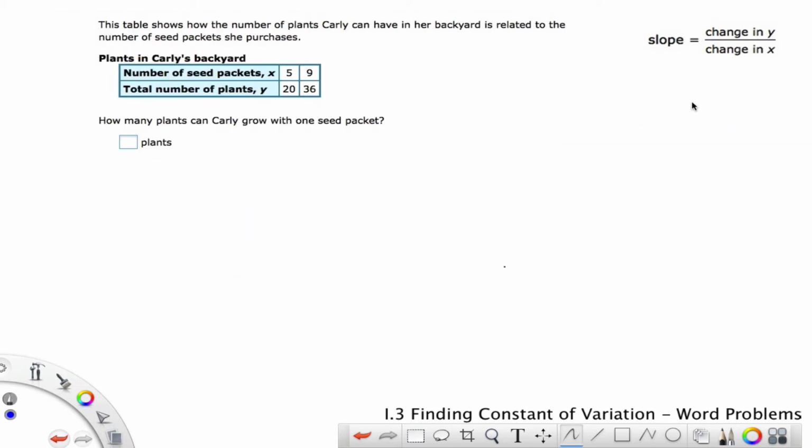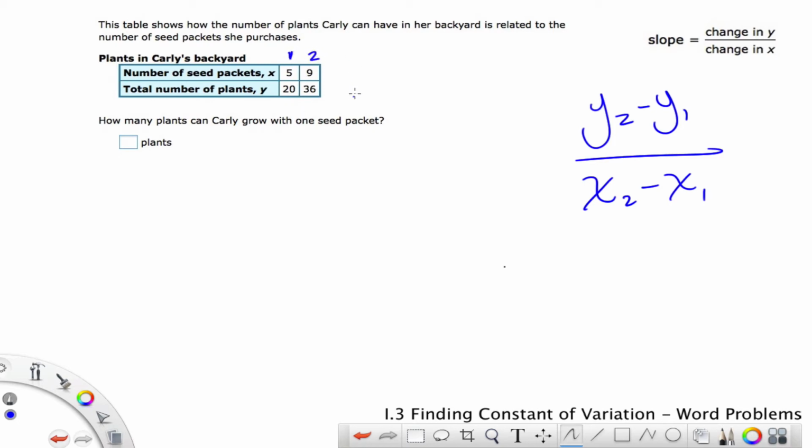All right, so in this one, the number of plants in her backyard is related to the number of seed packets she purchases. So they give us this x here, which is nice, and they tell us this is the y. Great, so now we just have to plug it into our formula. So our formula again is y sub 2 minus y sub 1 over x sub 2 minus x sub 1. So in this case, this is my initial and this is my final, so it would be 36, right? That's y sub 2 minus 20 over 9 minus 5.